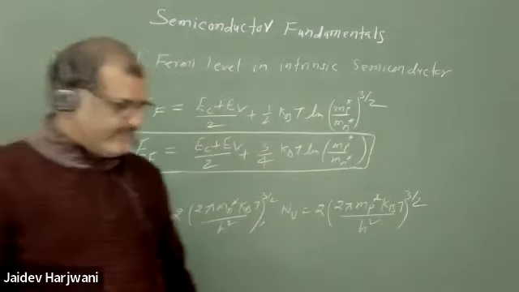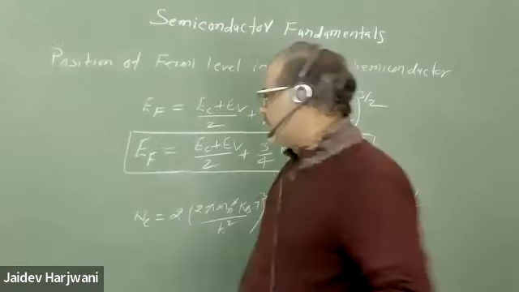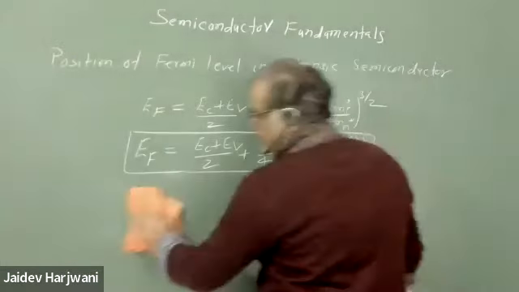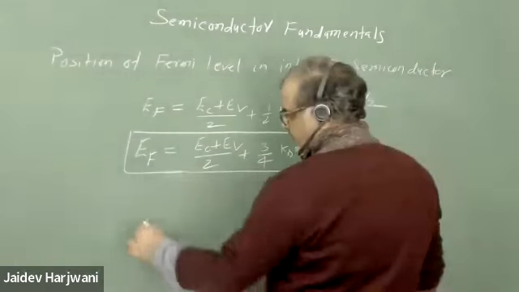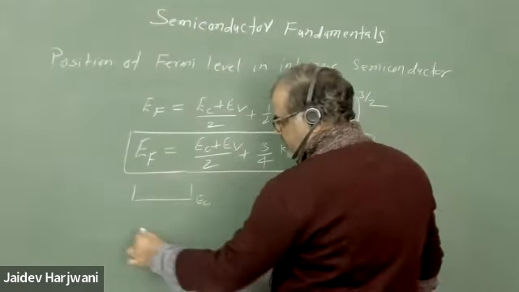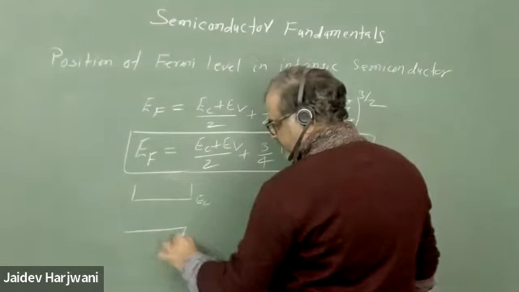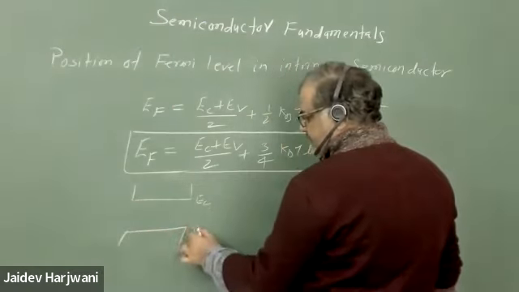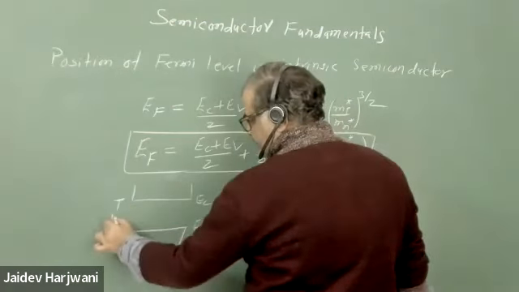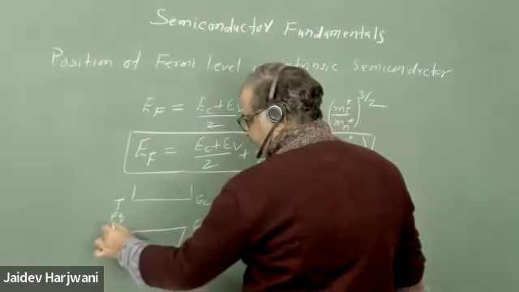Now if you carefully look, this comes out almost in the middle of the band gap. Say this is my conduction band edge and this is the top of the valence band, and if I say this is EG, the band gap.